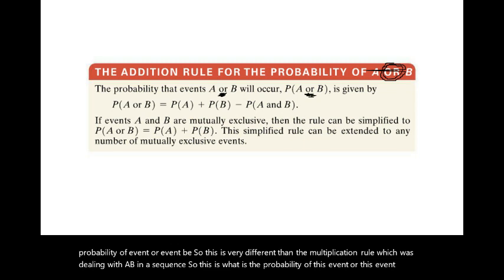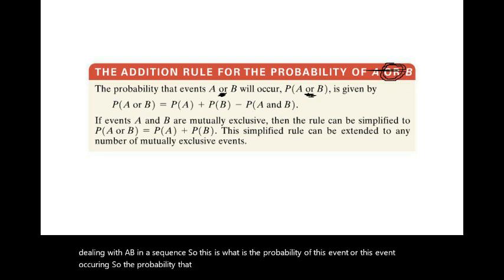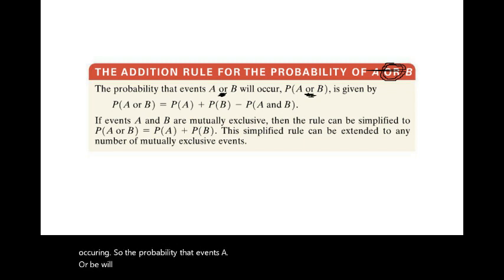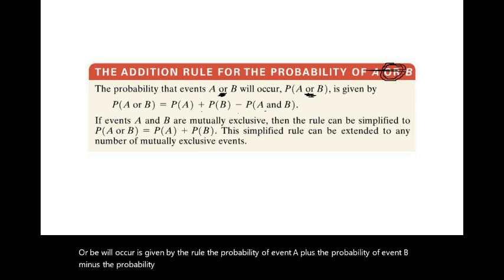The probability that events A or B will occur is given by the rule: the probability of event A plus the probability of event B minus the probability of A and B. And this rule is assuming that they are not mutually exclusive.